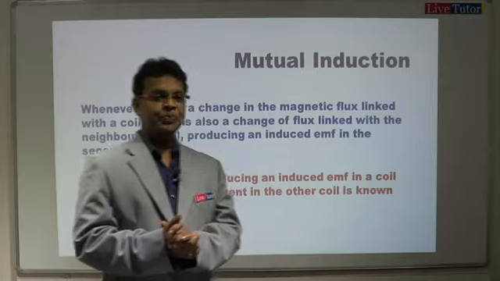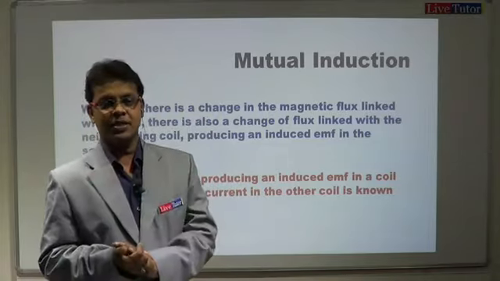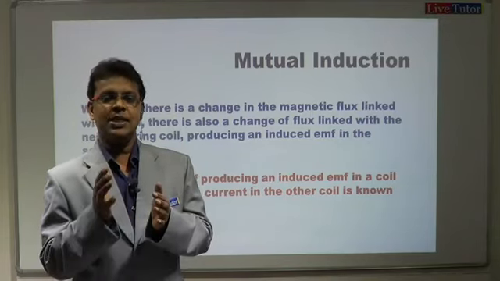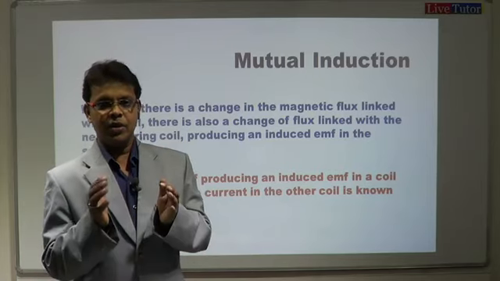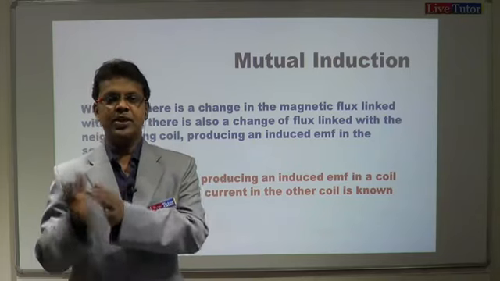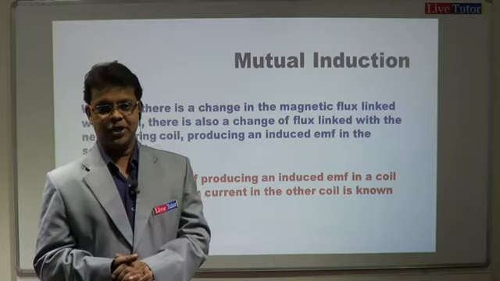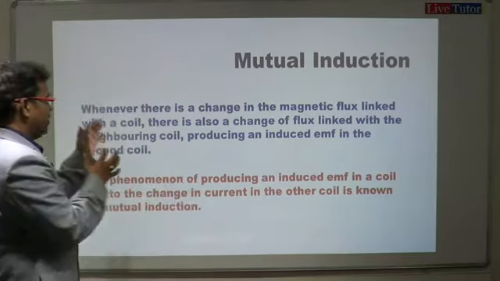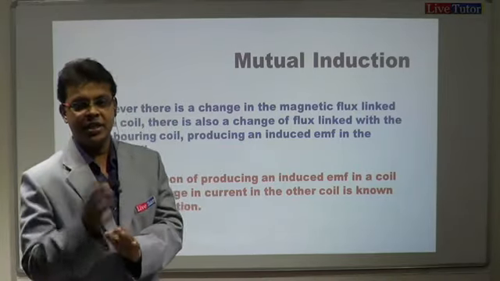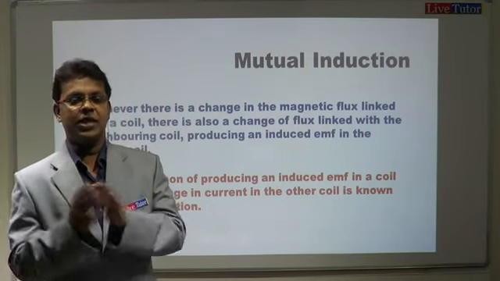In a similar way, here when you are talking about mutual induction, it is the induction between two coils. Earlier we have seen about only one coil, which we call self-induction, isn't it? Here we are going to talk about the change in the magnetic flux in one coil due to which an induced EMF is created in the other coil. That is why we call it mutual induction, right? So whenever there is a change in the magnetic flux linked with the coil, there is also a change in the flux linked with the neighboring coil, producing an induced EMF in the coil.